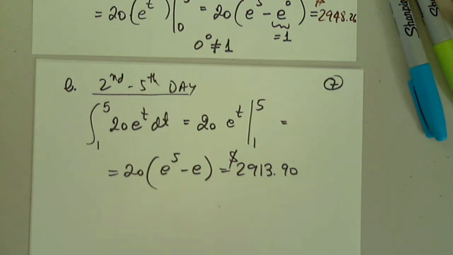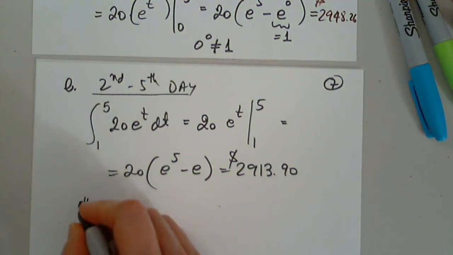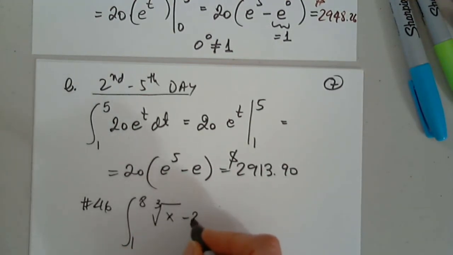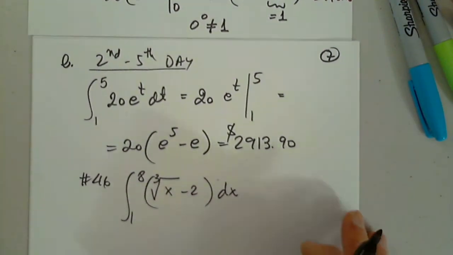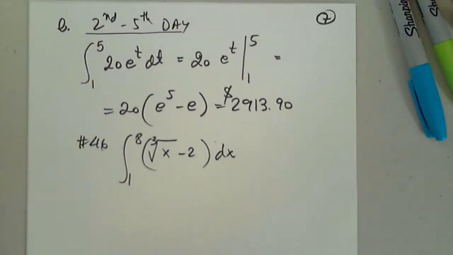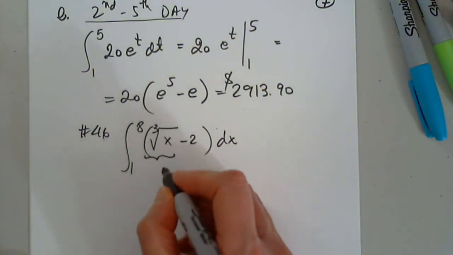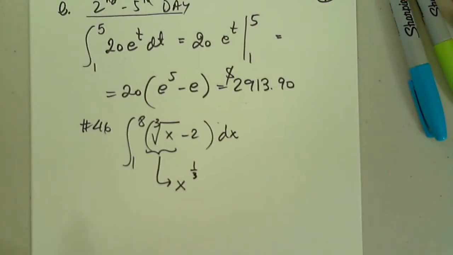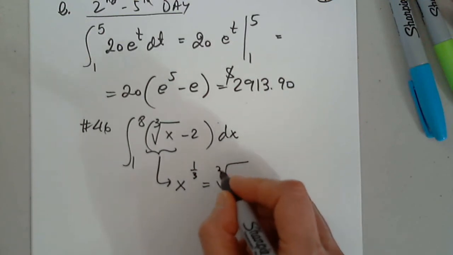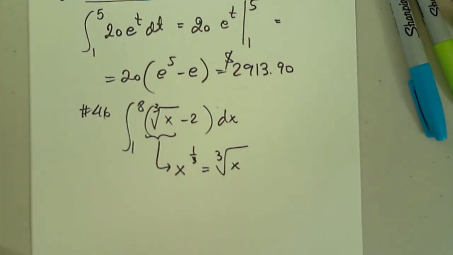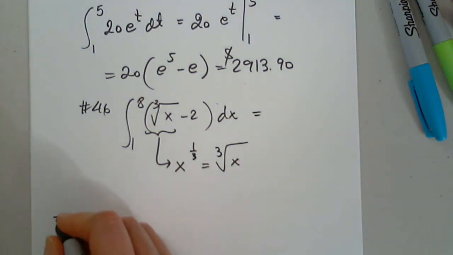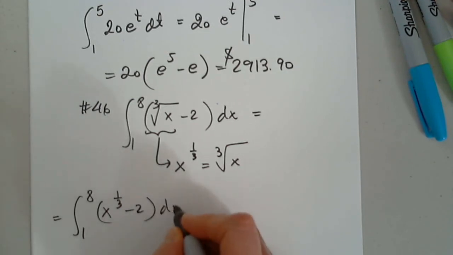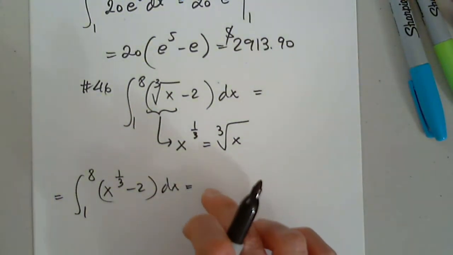46. Yes, perfect. 46 is the integral from 1 through 8 of the cube root of x minus 2 dx. Did I choose the correct one? Yes. Perfect. So the trick here is to remember how to replace this by x to power 1/3. If we remember that x to power 1/3 is the cube root of x, this becomes quite a simple situation. So this is the integral from 1 to 8 of x to 1/3 minus 2 dx. And now I have to find the antiderivative of this.